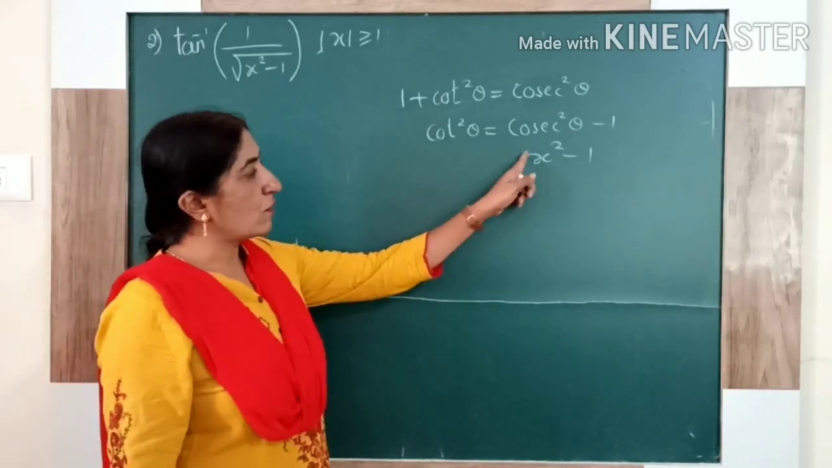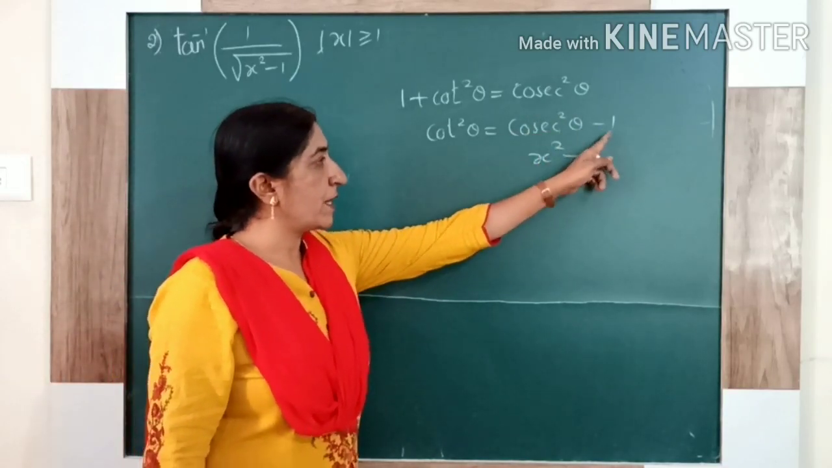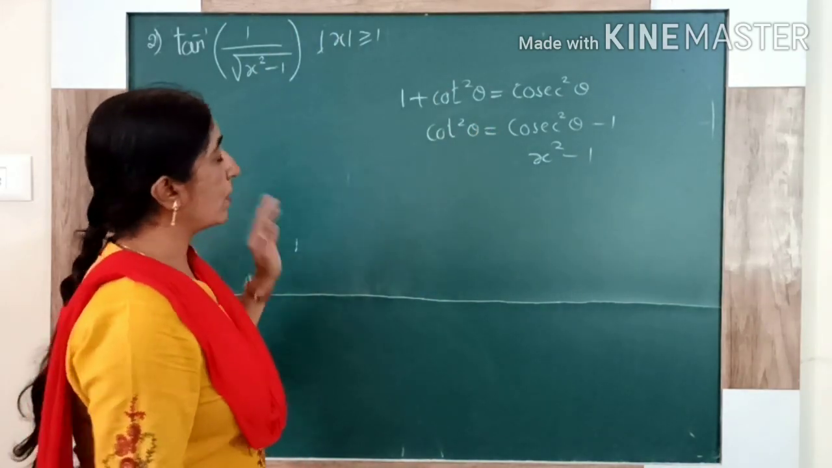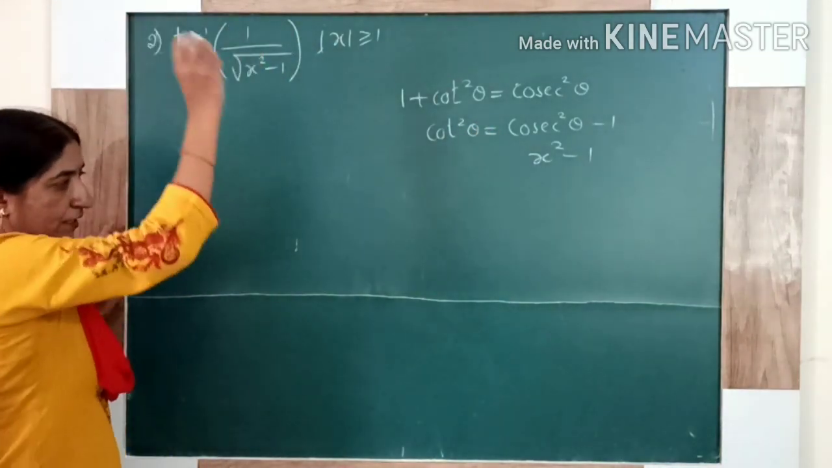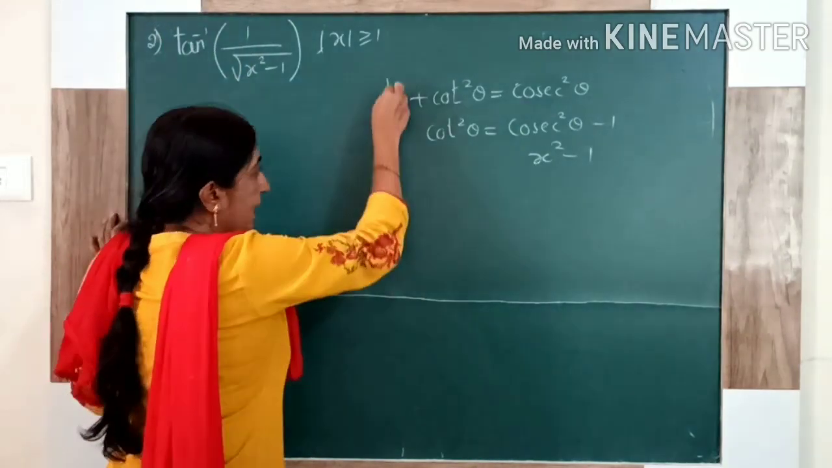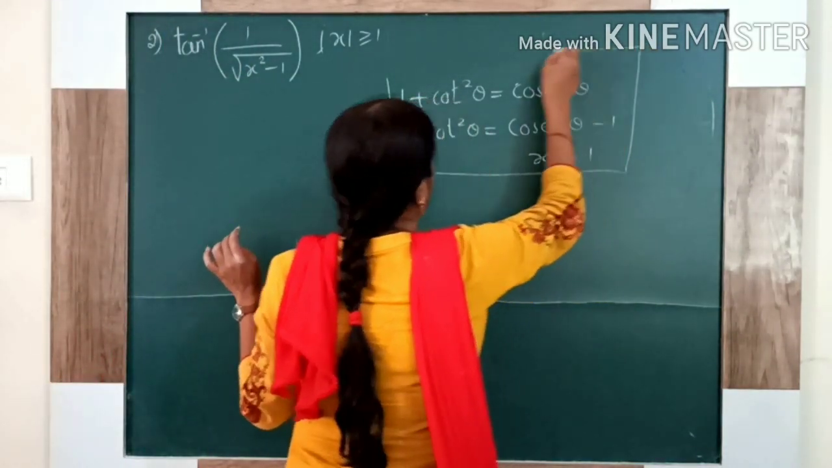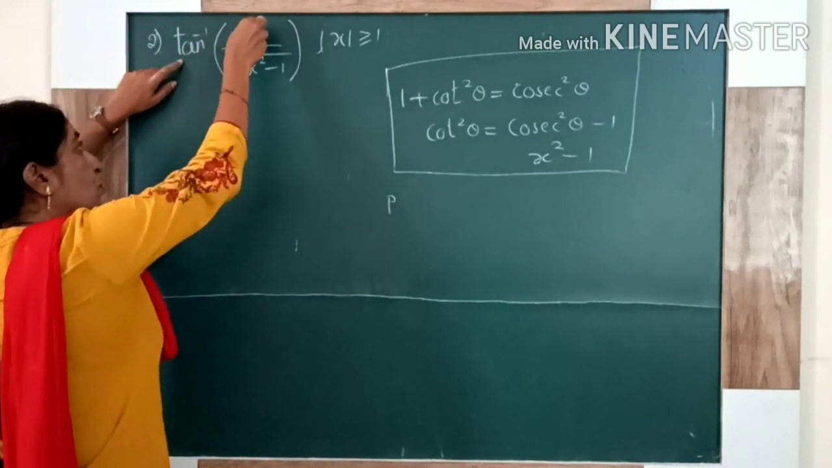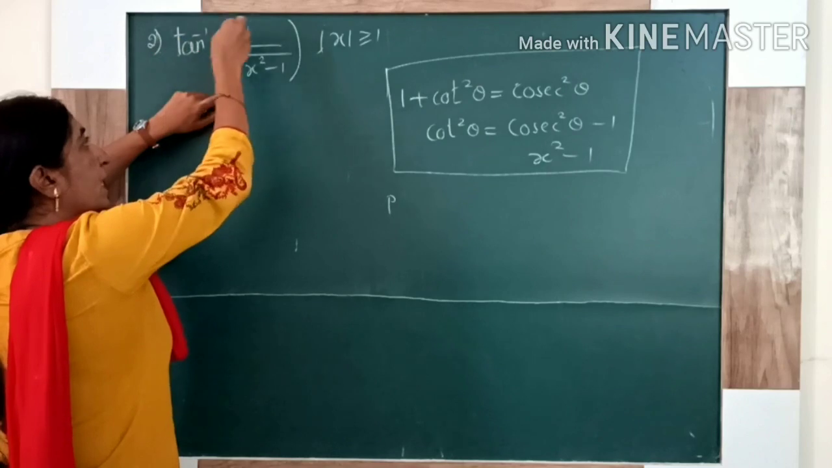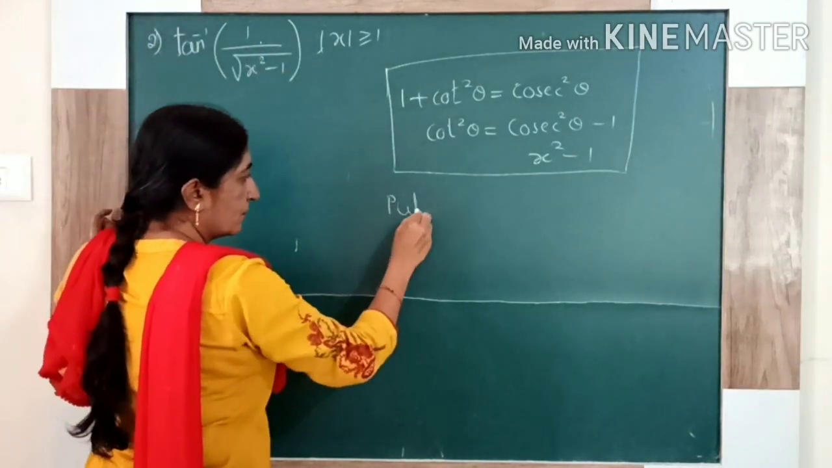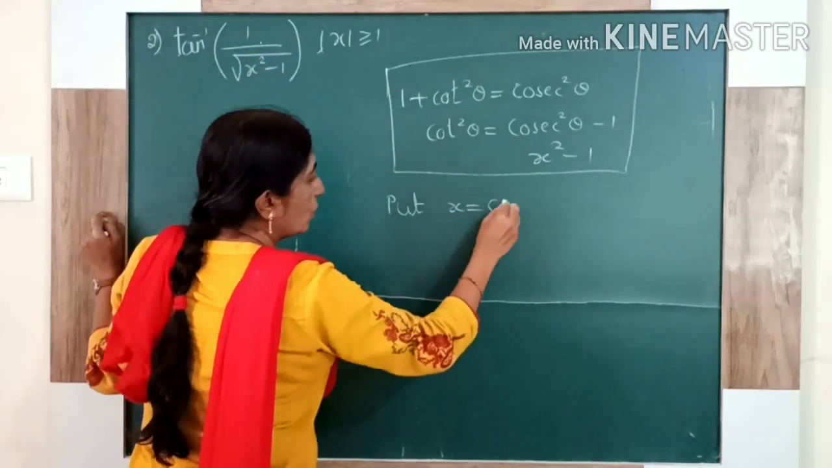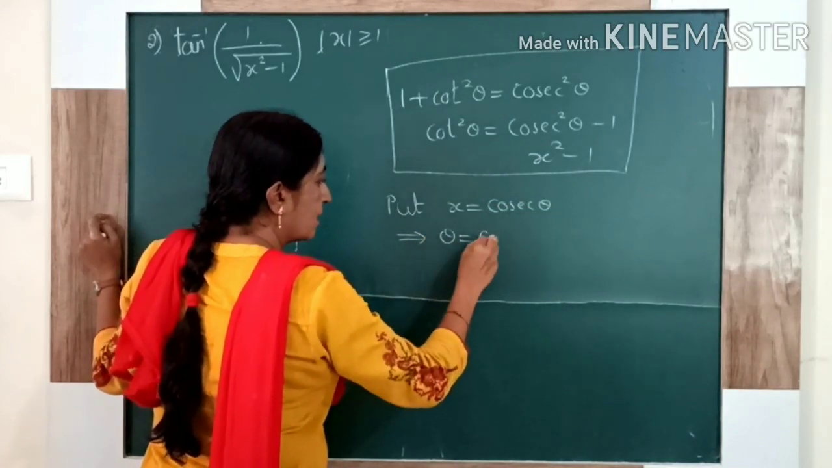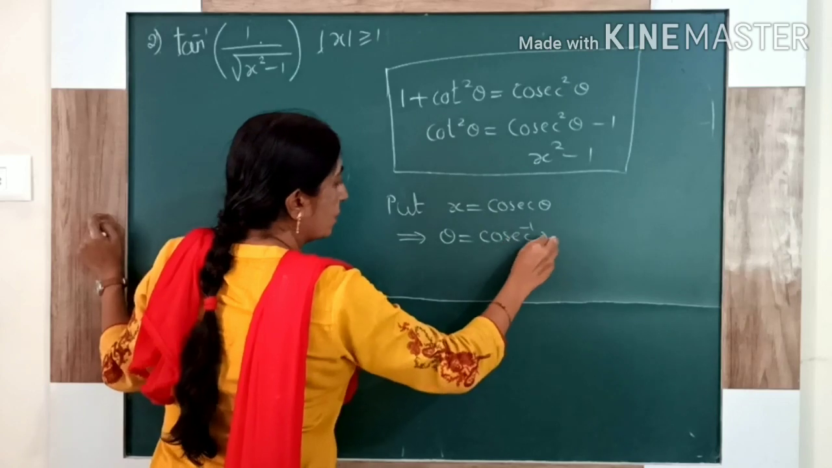If you write x as cosec theta, cosecant square theta minus 1 is cot square theta. And square root and square cancel, giving 1 by cot. 1 by cot will be what? Tan. So that's why I gave this as a hint for you. Outside we have tan inverse means try to get 1 by cot, then only you are getting tan here. Put x is equal to cosec theta, which implies theta is equal to cosec inverse of x.